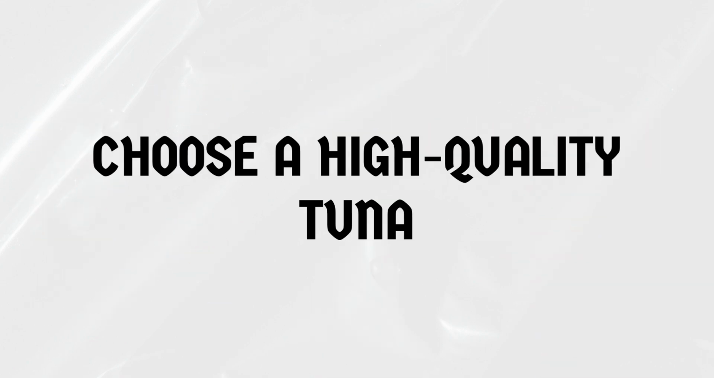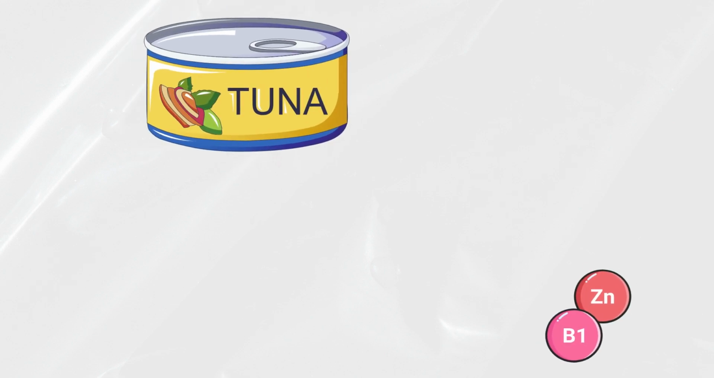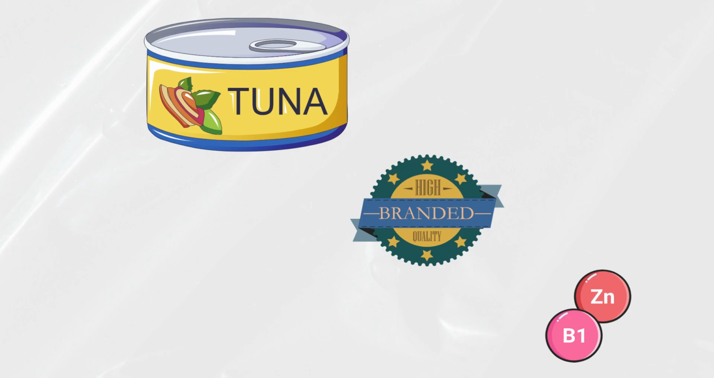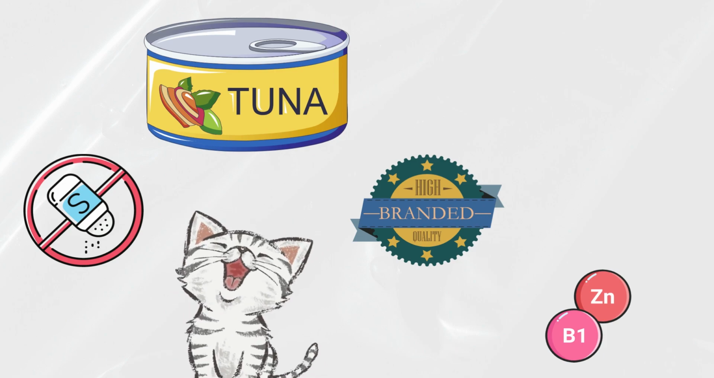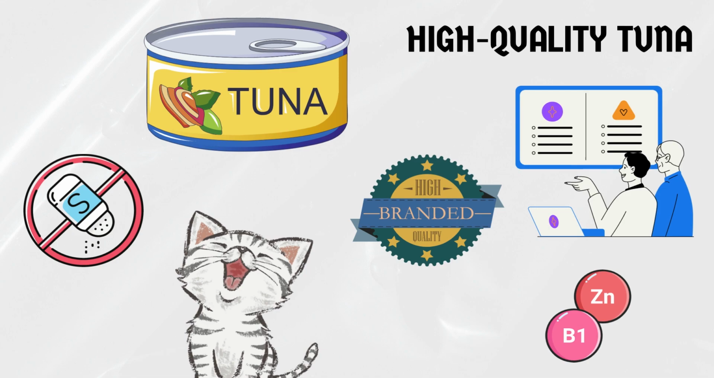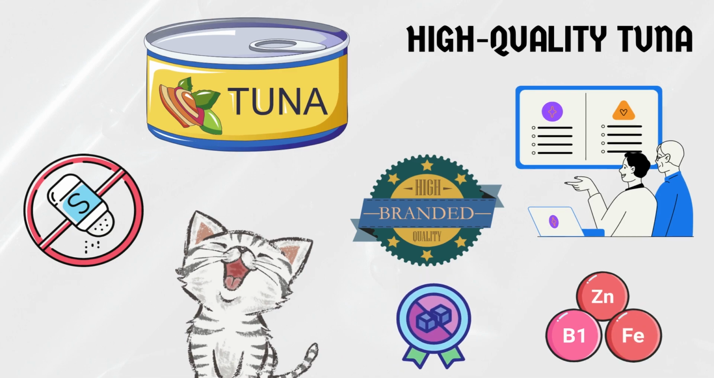Choose a high-quality tuna. When selecting tuna for your cat, it's important to choose a high-quality brand. Look for tuna that is specifically labeled for human consumption and preferably low in sodium. This ensures that you're providing the best for your feline friend. According to studies, high-quality tuna is more likely to contain essential nutrients and be free from harmful additives.